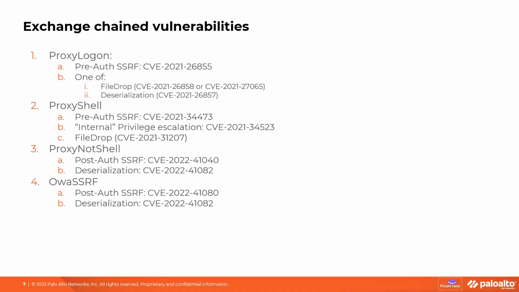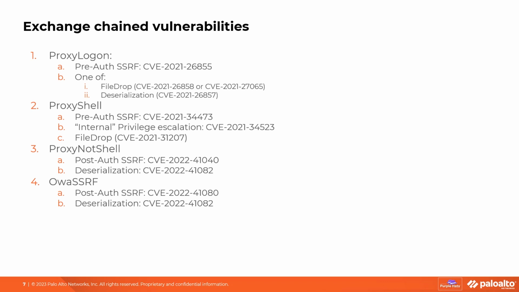In the past year, we've seen multiple chained vulnerabilities, such as ProxyLogon, which had a pre-authentication SSRF, and then either a file drop or deserialization exploit used after it got access to the network. ProxyShell is also a pre-authentication SSRF vulnerability. Then there is an internal privilege escalation that allows you to get more privileges in the network, and then a file drop, allowing for a web shell to be created and getting persistency on the network.